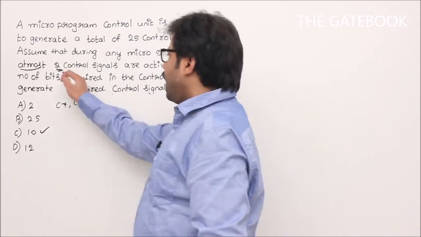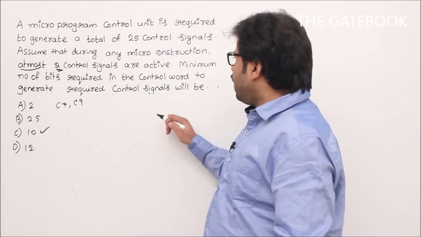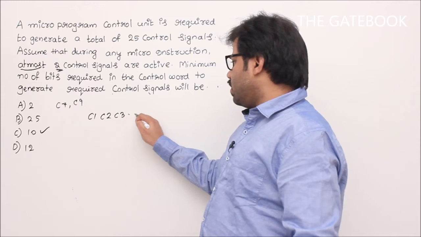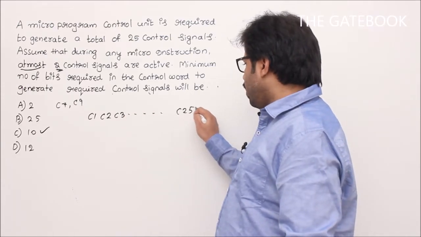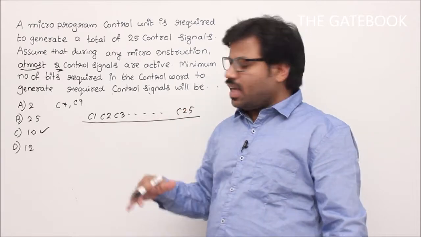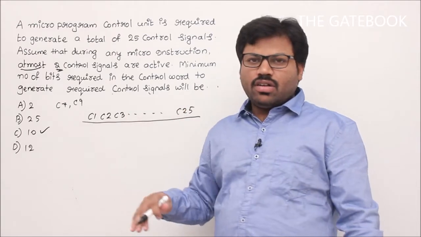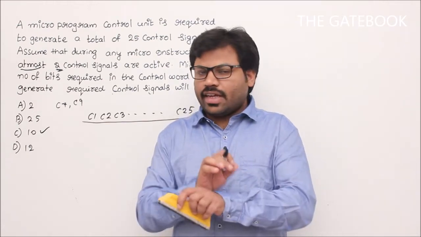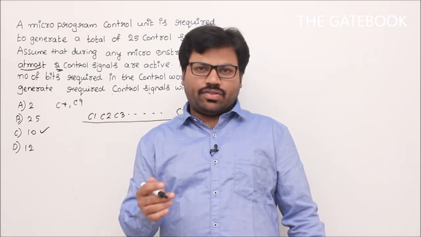Now we will come to our problem. How many patterns we have? If you see the patterns, we have 25 control signals, correct? Let me write it, C1, C2, C3, so on, C25, right? But they are not random, right? That means they are not randomly getting enabled. So the patterns, if you see, assume that, let's say, at least one control signal should be active, okay?